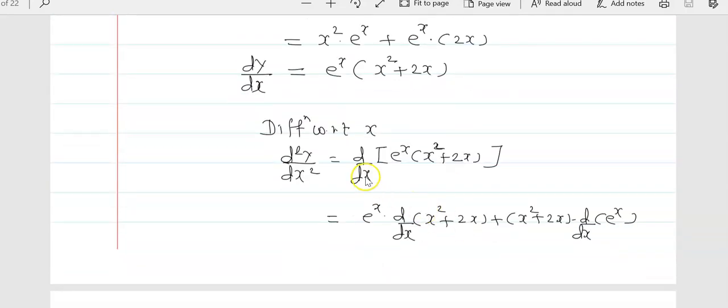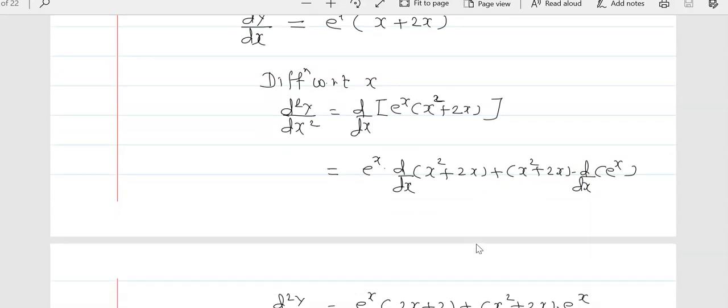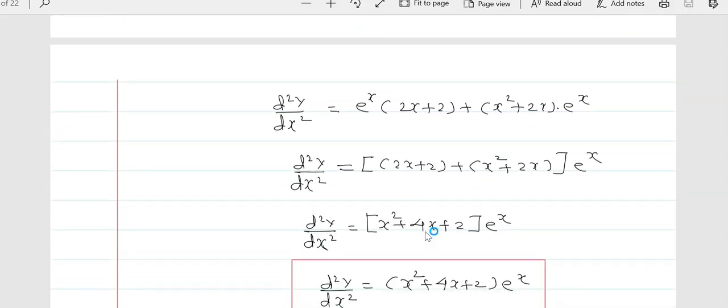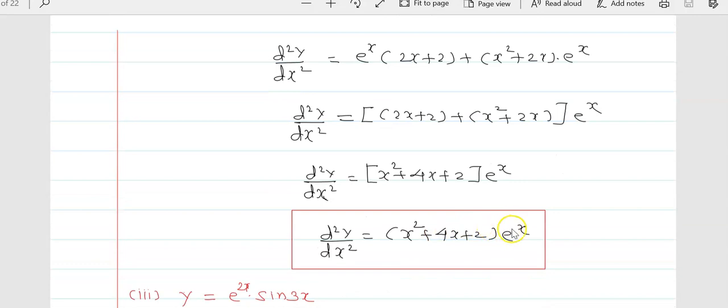Now again differentiate this with respect to x. Apply the product rule. Here is e raised to x and the derivative of x square plus 2x. The derivative of x square plus 2x is 2x plus 2, plus x square plus 2x into d/dx of e raised to x. Again, what is the derivative of e raised to x? It is e raised to x. And for the final answer, taking e raised to x as common, d2y by dx square is equal to x square plus 4x plus 2 into e raised to x. Now the next example.